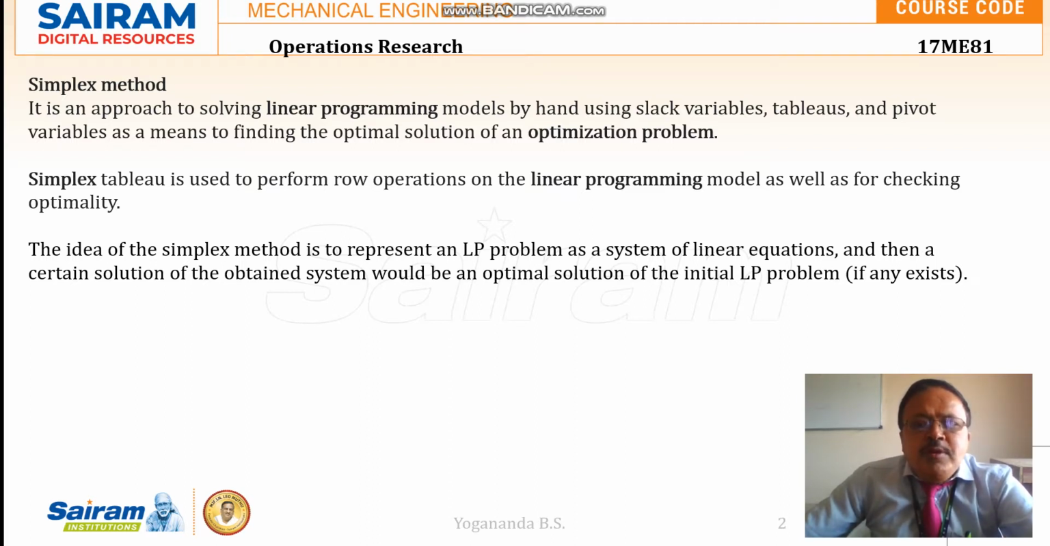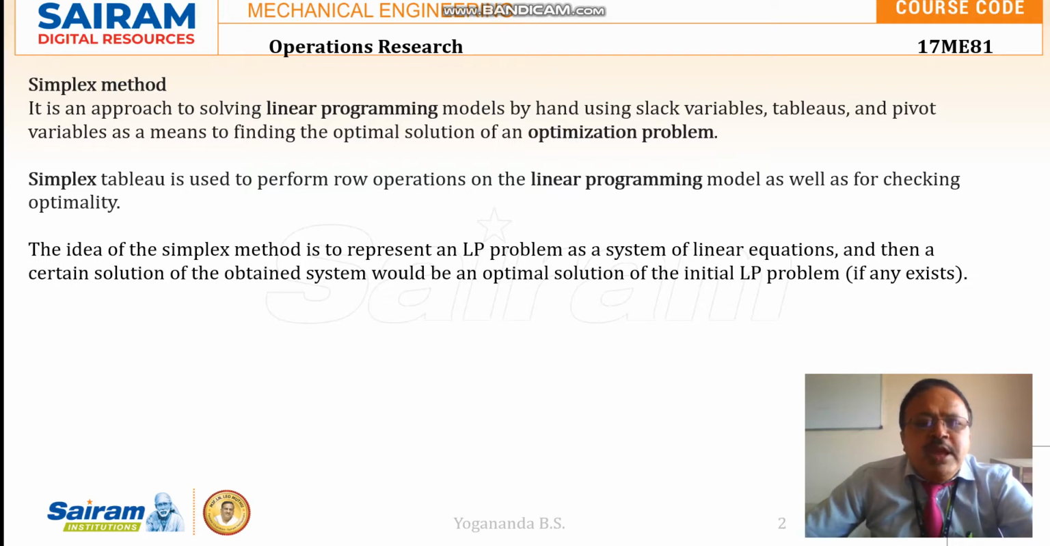If the problem statement is on profit, the objective function is to be maximized. If the statement of the problem is on cost incurred in production, or it is a loss, the objective function is to be minimized.